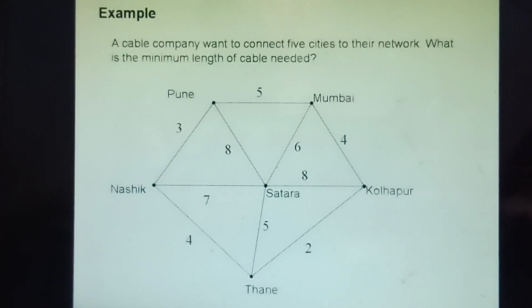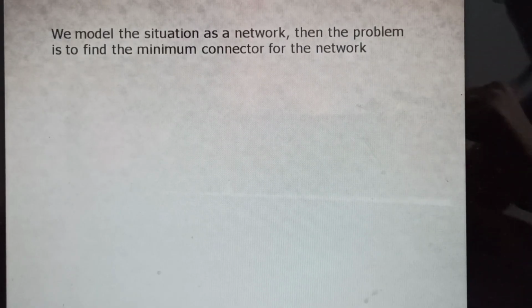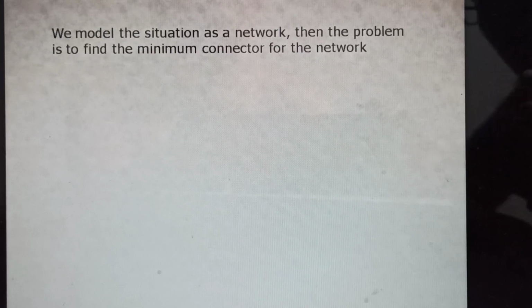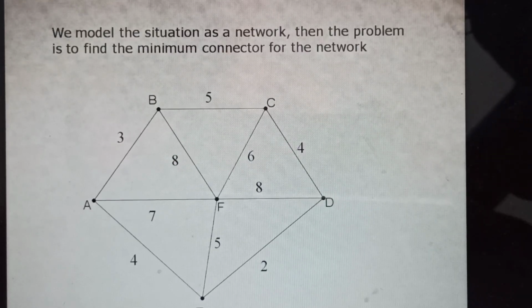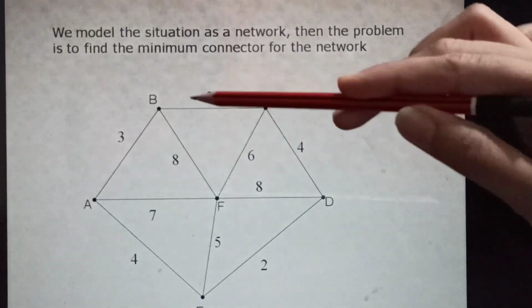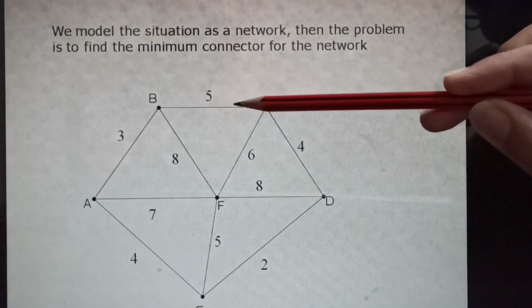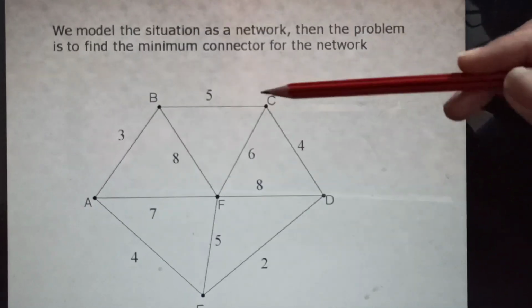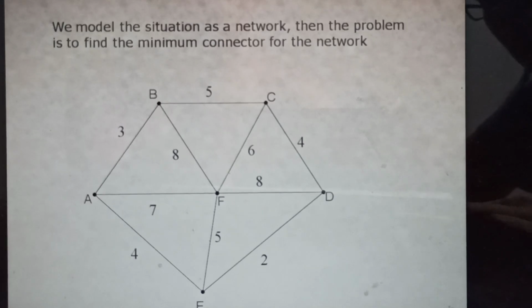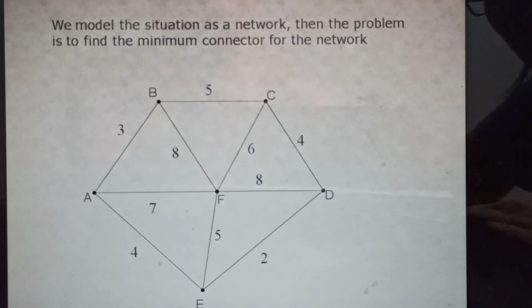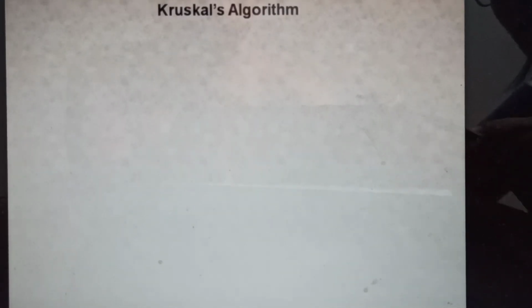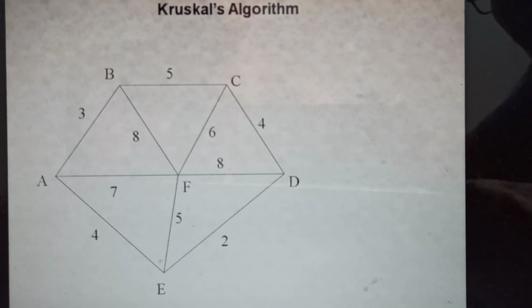So we will model this. We model the situation as a network, then it will look like this. The city names we have converted to vertices, and the distances or weights are the same. Now we will see the algorithms one by one for this implementation. First we will see the implementation of Kruskal's algorithm.